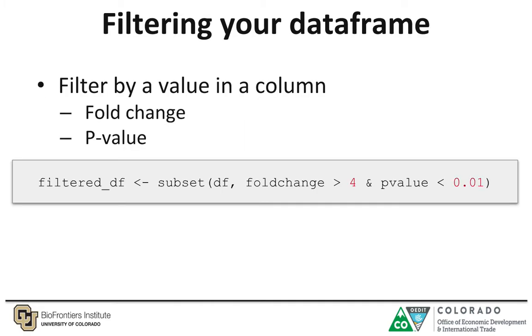Now that you have your data, you can consider filtering by values in a column. To do so, you can use the subset function within R. The subset function takes in the data frame that you're working with and then specifies which columns and the values that you are considering to filter by. In this example, we're filtering our data frame df by the fold change column such that the fold change is greater than 4, as well as filtering it by the p-value column such that the p-value is less than 0.01.